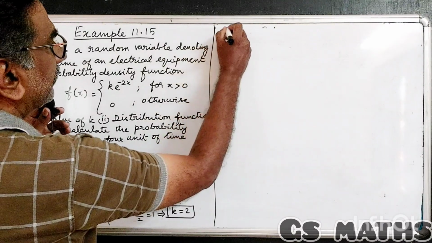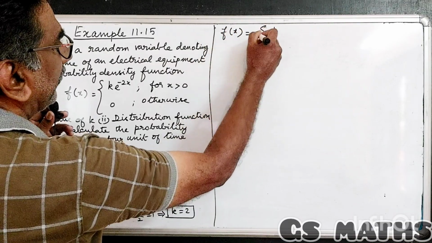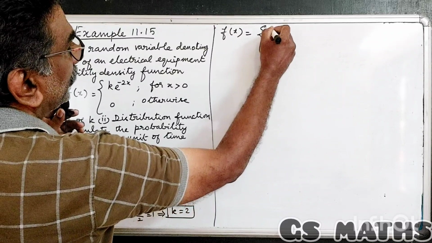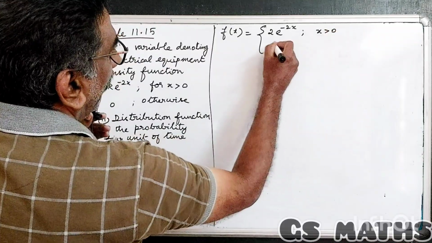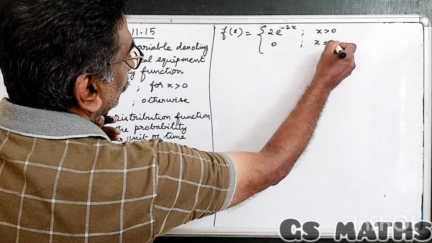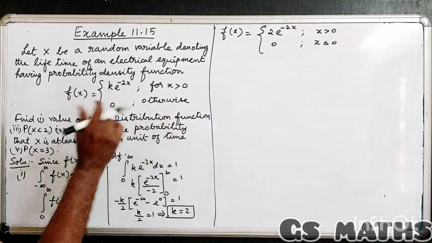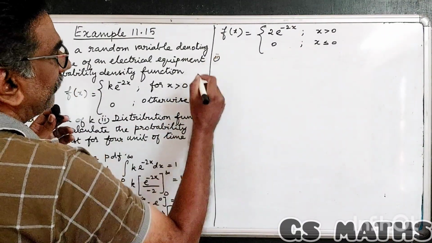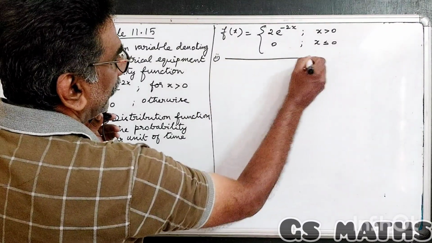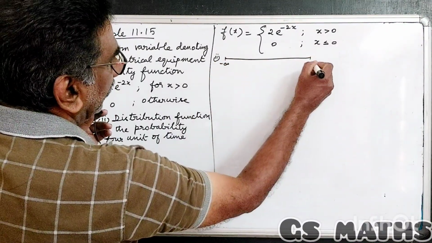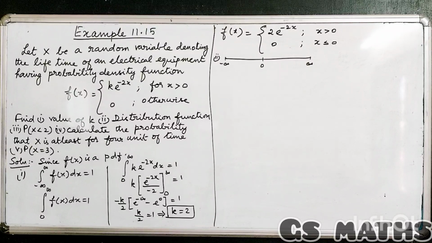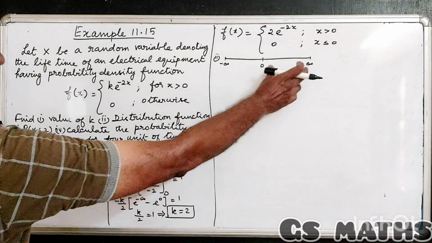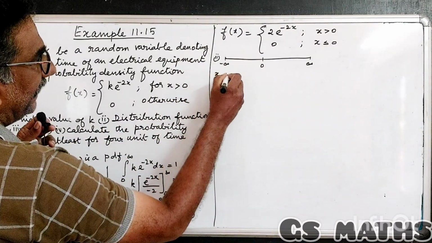Now what is f of x? F of x is equal to, simply write 2 instead of k: 2 into e power minus 2x when x is greater than 0, and 0 when x is less than or equal to 0. Now the second part is the distribution function. How to find the distribution function? Whenever you want to find the distribution function, you make the number line and find out the intervals. Here 0 is the only number. So we have two intervals: x less than or equal to 0 and x greater than 0.